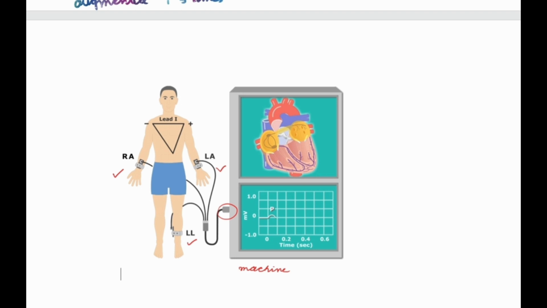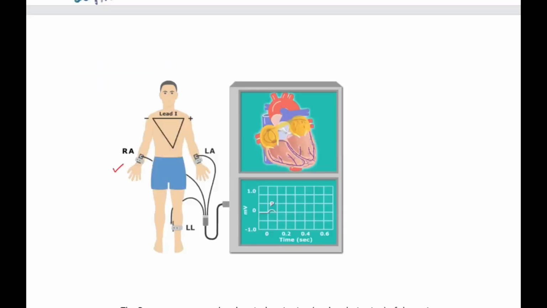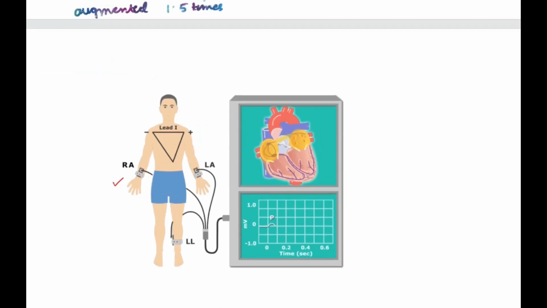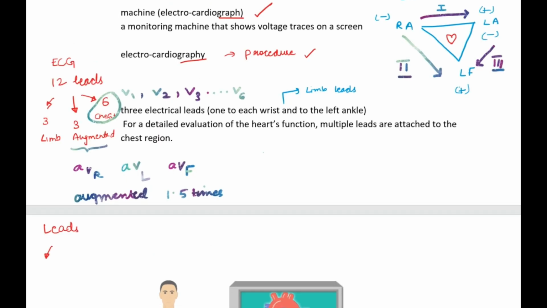Okay, and this is how the triangle, the Einthoven triangle, is formed: one lead to the right arm, that is the right wrist, next to the left arm, left wrist, and then to the left foot, the left ankle. It is connected to the left ankle. And then from there you have wires finally connecting it to the machine, that is the electrocardiograph.